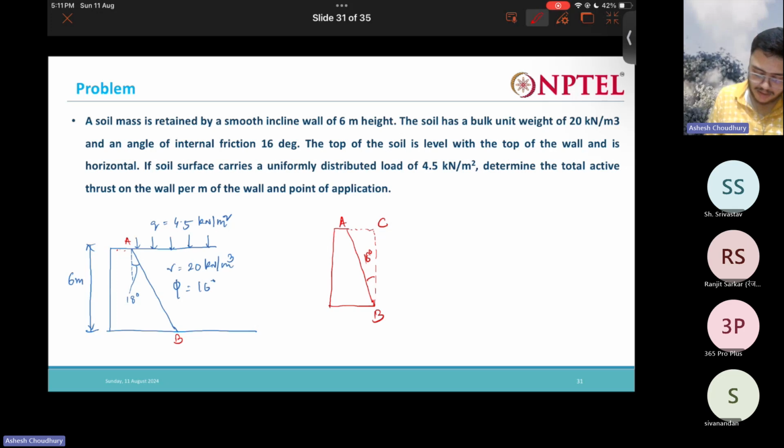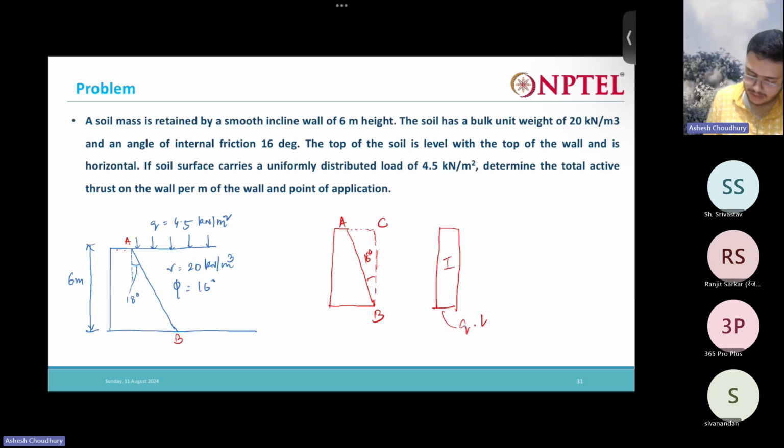Now the earth pressure acting on this face you can find out. First, for the surcharge, this is one surcharge, it is q into Ka, right? And then for the soil we are going to have a triangle again, this is Ka times 20 into height 6. Got it? And what is Ka here? 1 minus sin 16 by 1 plus sin 16.